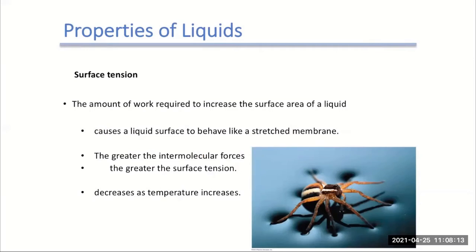And then surface tension also decreases as temperature increases. So if your temperature increases, your surface tension is going to go down, which kind of makes sense because the molecules are moving around a lot more. They aren't able to keep that tension and keep kind of that stretched membrane behavior. So we have a lot less surface tension at that point.